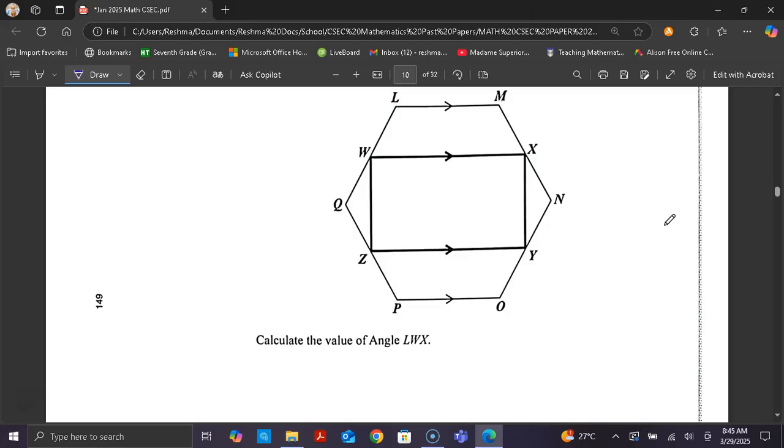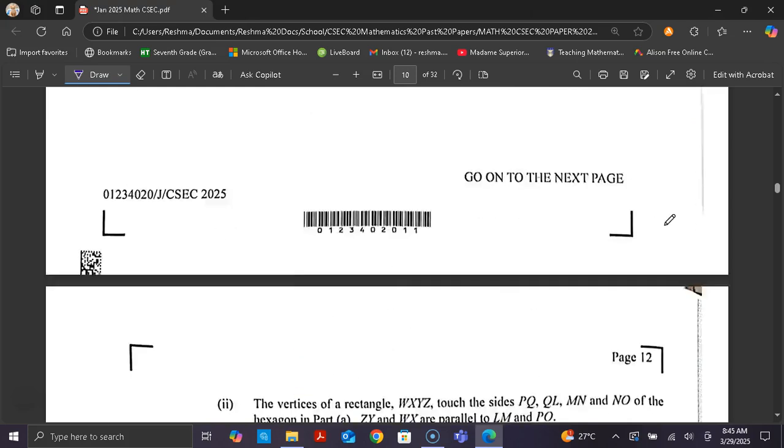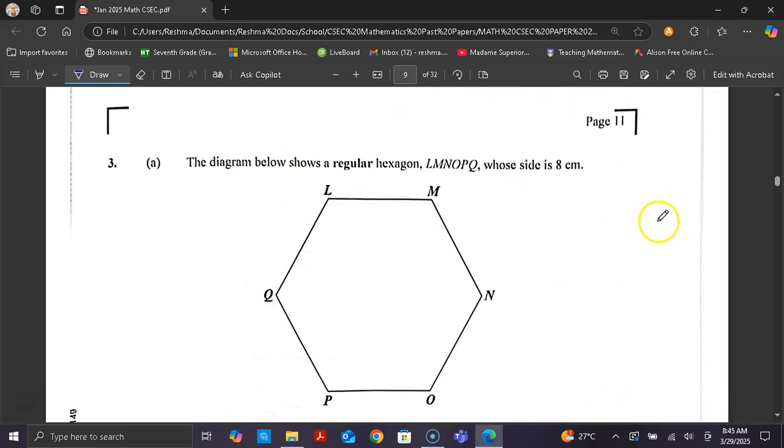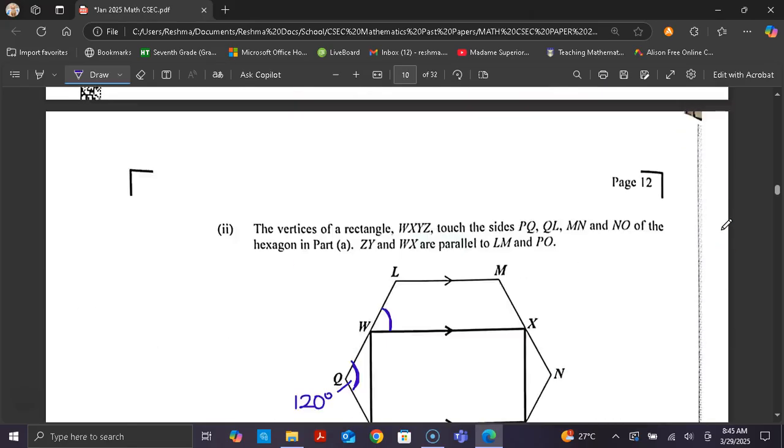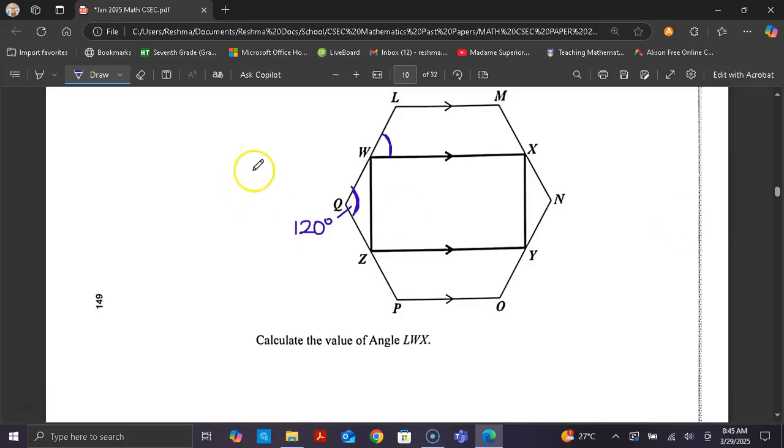Alright, so LWX, that's this angle here. And we already found from part A that this angle PQL is 120 degrees. Now, let's go back up. They told us that this is a regular hexagon and the side of the hexagon is 8 centimeters. Alright, so all these sides, LQ, QP, PO, ON, NM, and NL, they are all 8 centimeters.